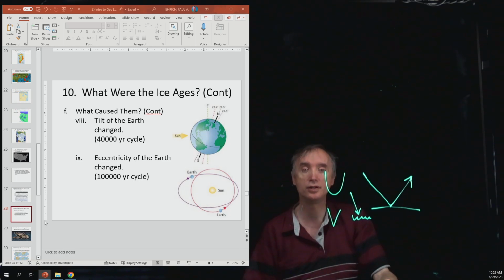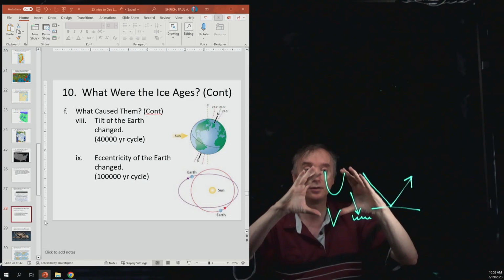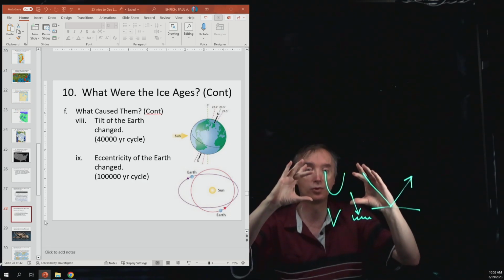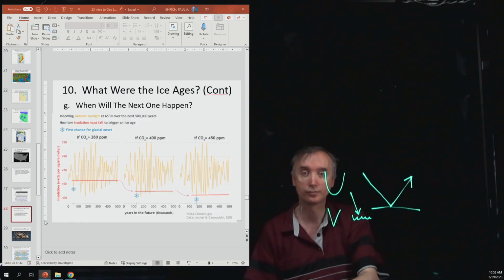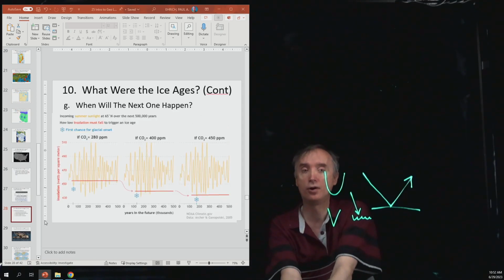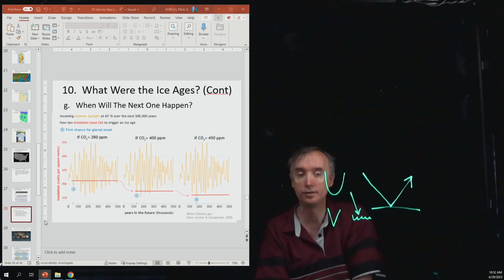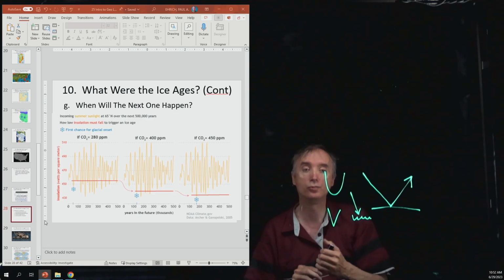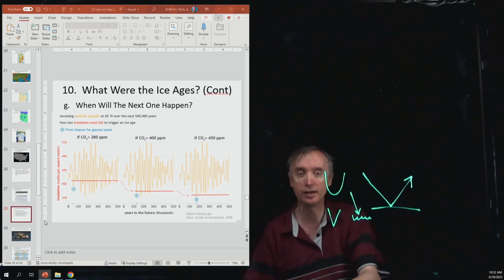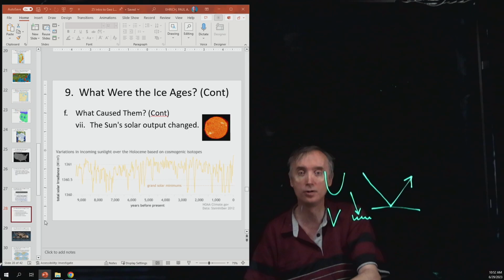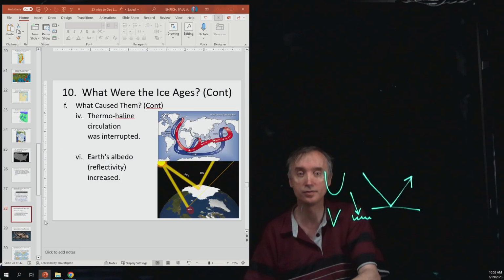Another thing that can change is the eccentricity of the orbit of the Earth. So currently, the orbit of the Earth around the sun is more of a circle. But over time, that orbit can become more elliptical. So now that we know about the ice ages and what could cause them, can we predict when the next ice age is going to occur? And we've tried to do this by combining information from all of these other causes for the ice age.